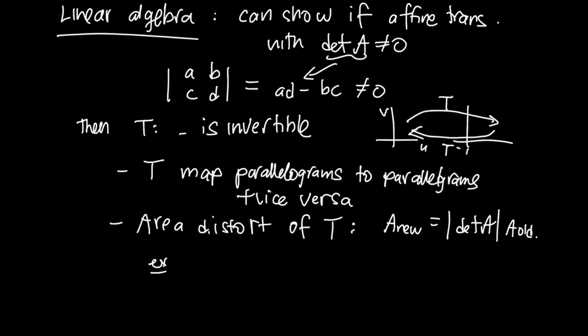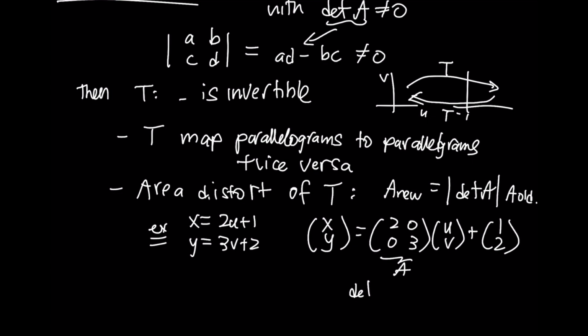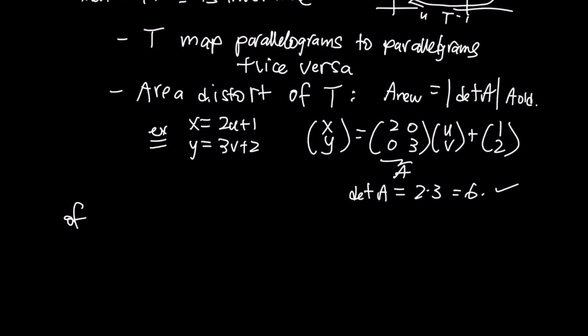used times the old. Now, in the example that we were working with here, x is 2u plus 1, y is 3v plus 2. We could have written it in this form: 2, 0, 0, 3, times u, v, plus 1, 2. Here's our matrix A, and we can see that the determinant of this matrix is 2 times 3, which is 6. That's precisely the area distortion factor.